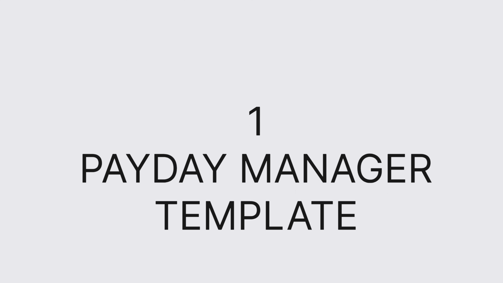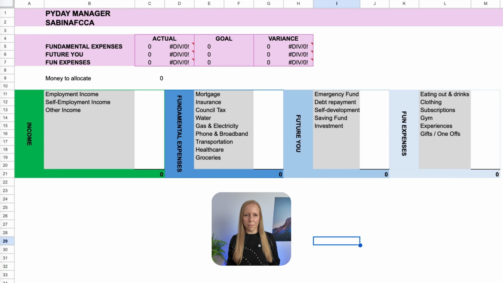Step number 1, tracker. This is my Payday manager. It's a color-coded spreadsheet with all formulas built in and preset categories. It's very easy to edit and you can customize it to reflect your personal situation. It has an income section on the left in green, then 3 categories for expenses in blue, and at the top it has the overview and the summary section.